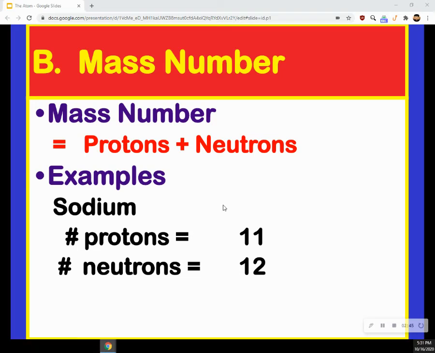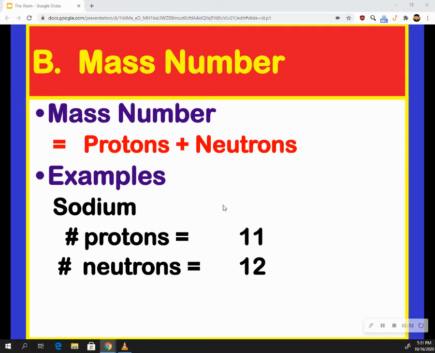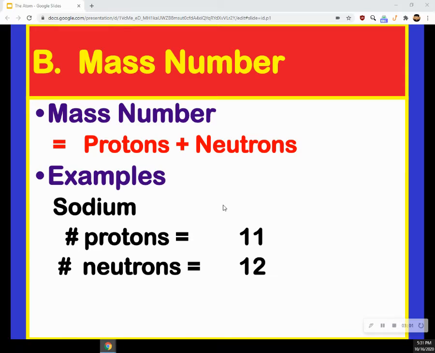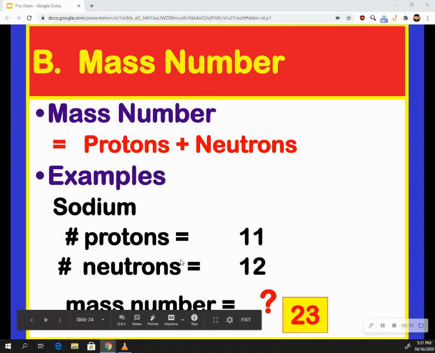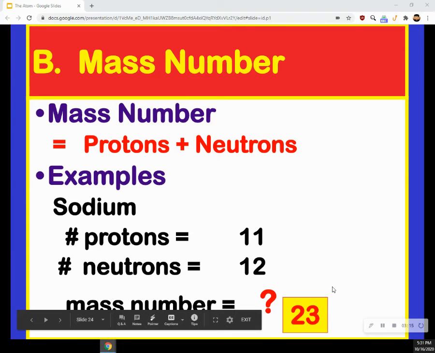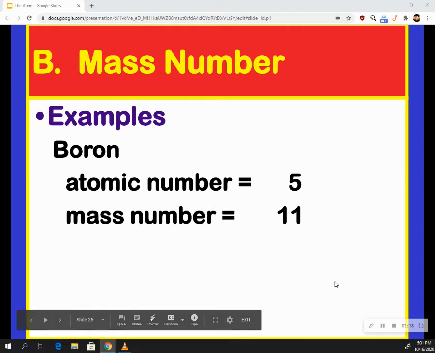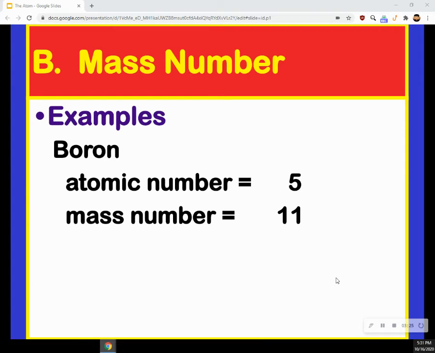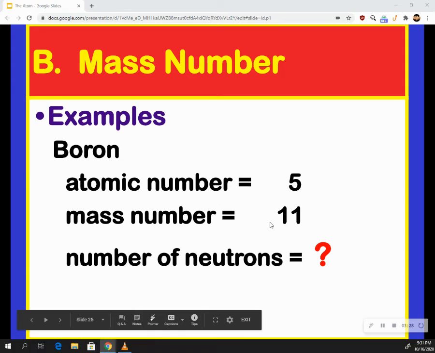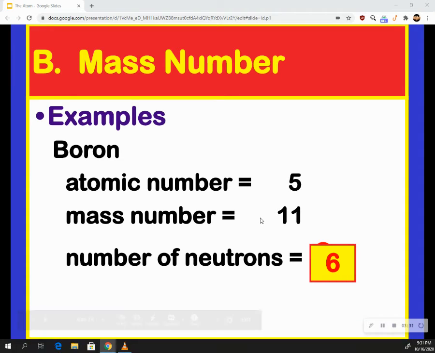You can get this number from the periodic table. Now a mass number is protons plus neutrons. So for instance, sodium is Na with an atomic number of 11. That means there are 11 protons, 11 electrons. But the mass number is 23. That means we have to take the mass number, 23, and subtract the number of protons, which is 11, which would equal 12 neutrons. Or if we know the number of neutrons and protons, we can add them together and equal our mass number of 23. So boron. Boron has an atomic number of 5 and a mass number of 11. This means we take our 5 protons, we subtract it from our mass number. Now we know that there are 6 neutrons.